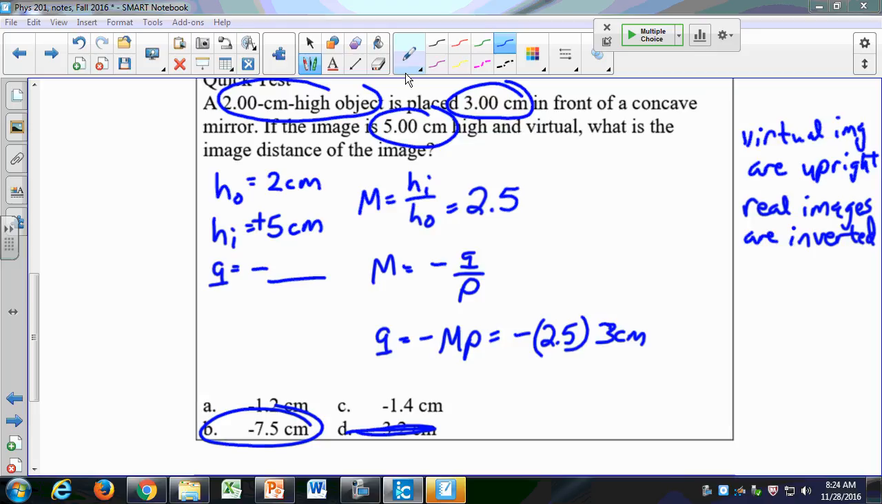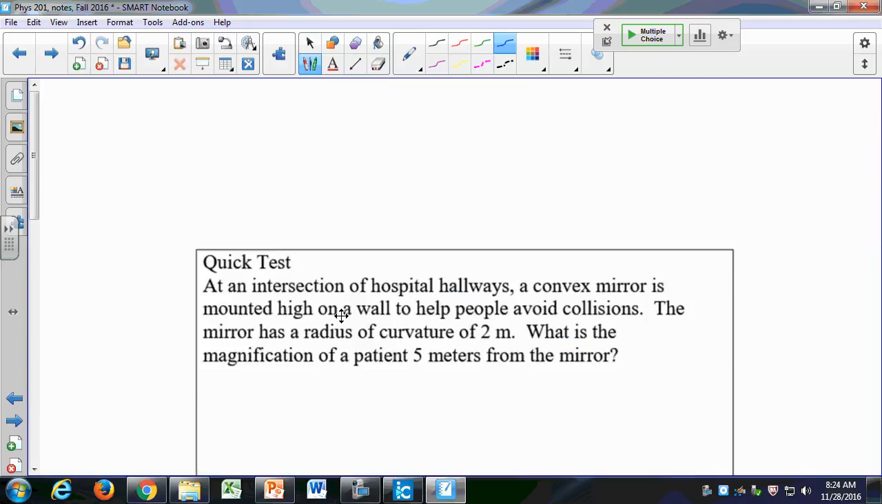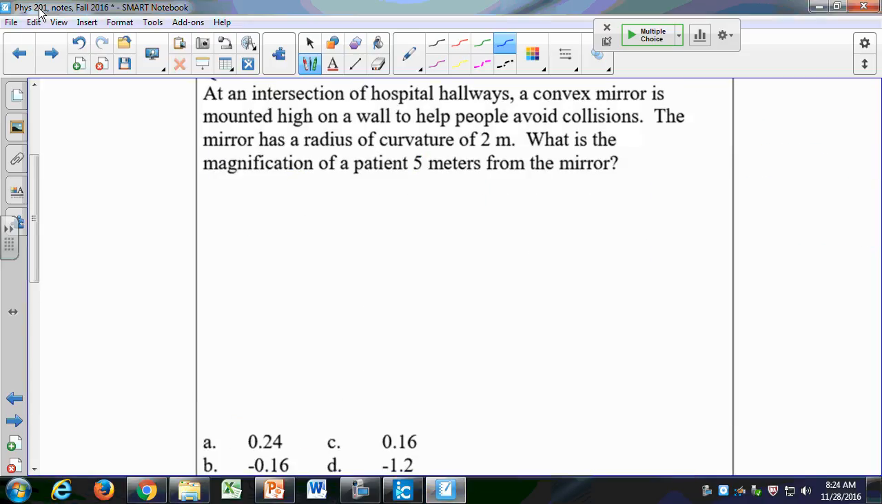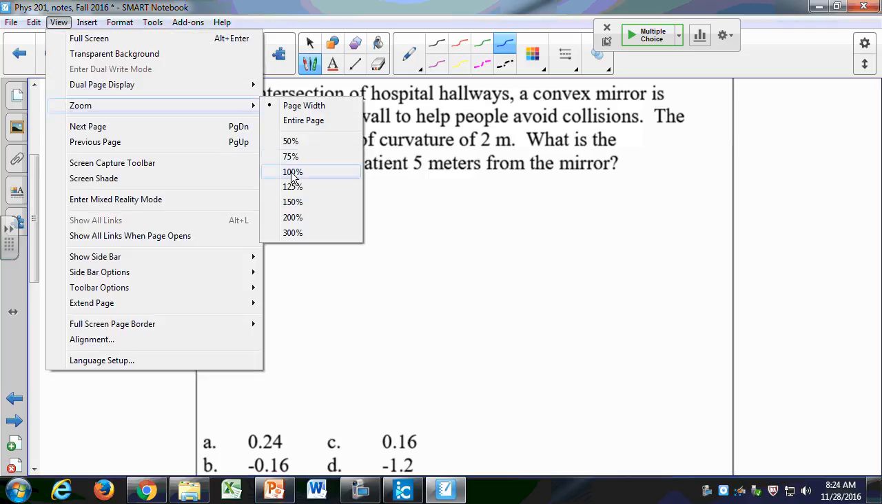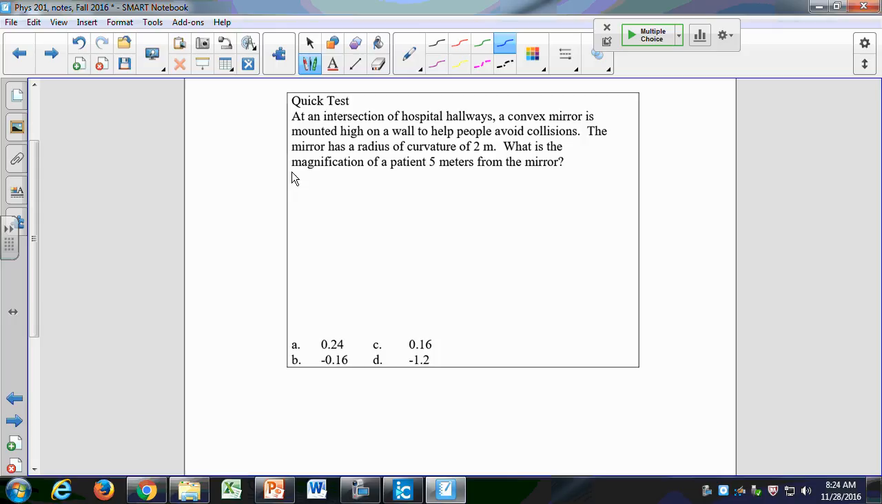Let's see. We'll look at the next one. We're not going to have time to do it, but let me just give you a little bit of insight into the next one. Here I have a convex mirror. And with the convex mirror, we need to remember that a convex mirror always has a negative focal length. The radius of curvature is 2 meters, and so the focal point then is negative 1 meter. This is a convex mirror and it has a negative focal point.